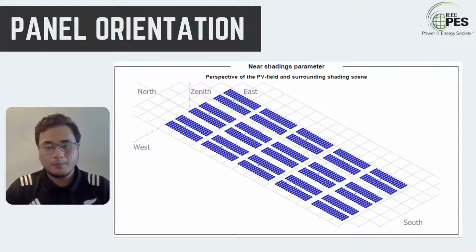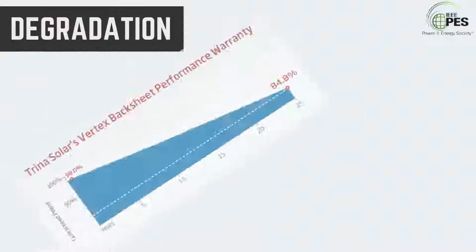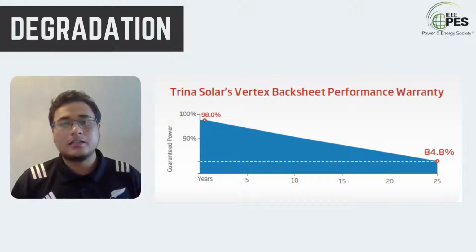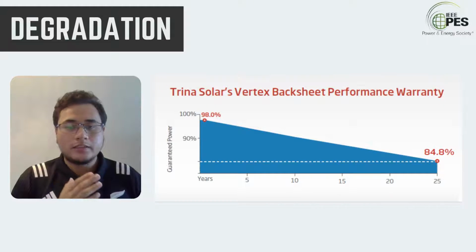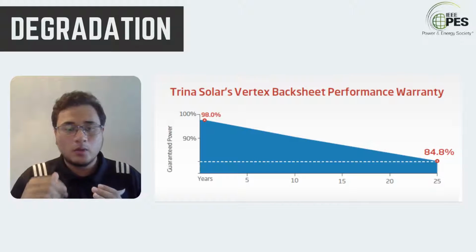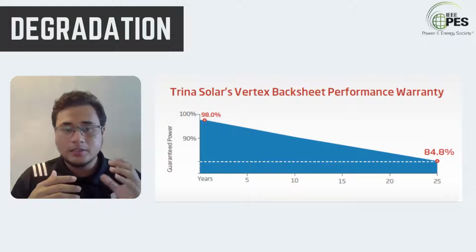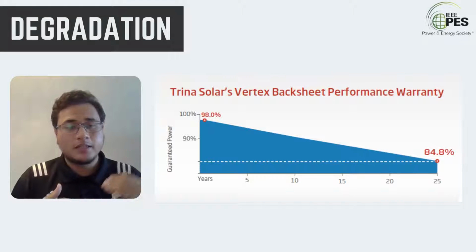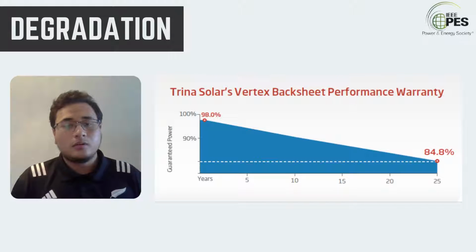And lastly, for my part, the degradation of the Trina Solar 500 watt panel. This is from the data sheet. As you can see here, for the first 10 years, the performance will be above 90%, but after that, it will be below 90%. Meaning that for the first 10 years, it produces 90% of 500 watt, and estimated after 25 years, it will be 84.8%. But this degradation we can reduce by having constant maintenance. So that's it for my part. I will pass on to my colleague Haziq. Thank you.